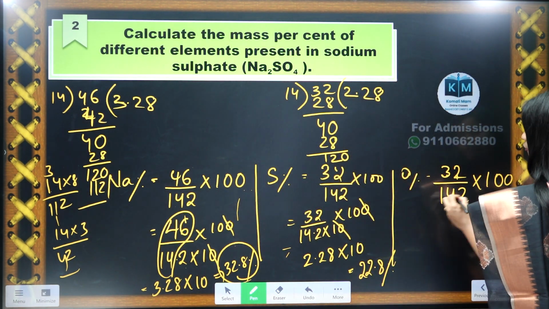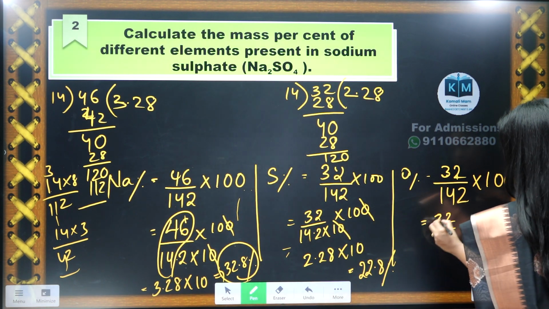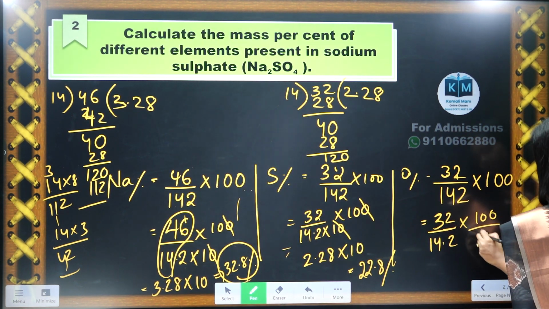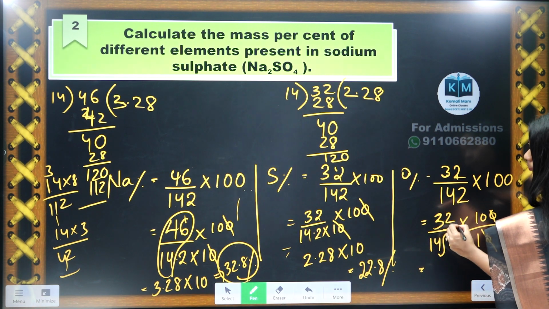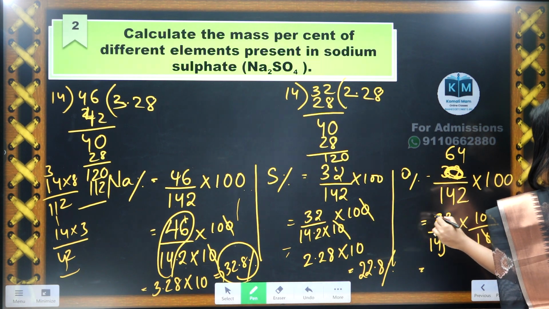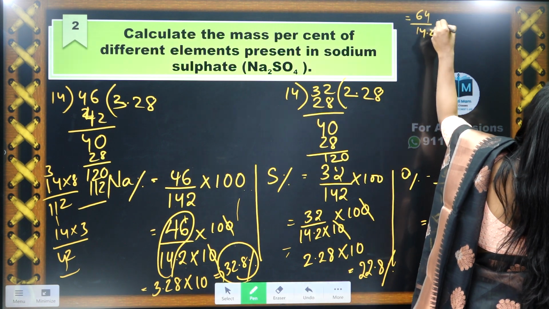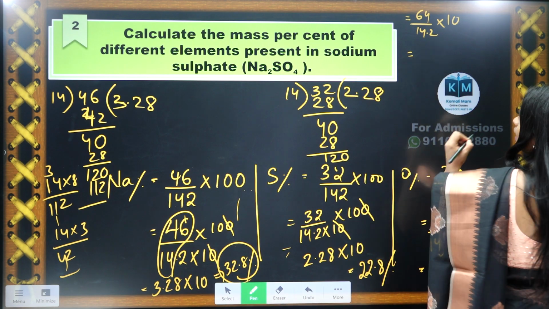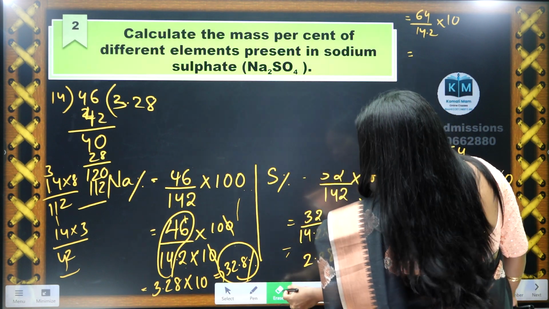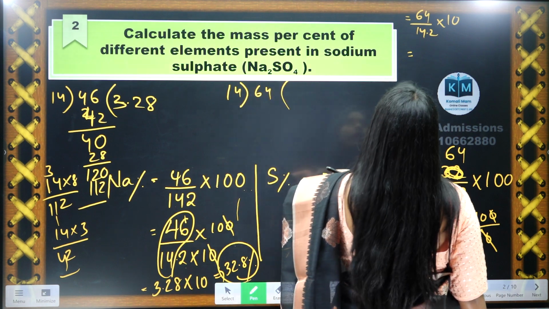32 by 14, how to do? 32 divided by 14.2 into 100 divided by 10. 0 0 will be cancelled. 32 by oxygen is 64, no? Because 4 into, here I'll do. 64 divided by 14.2 into 10 is left. So 14, you have to do 64, correct?